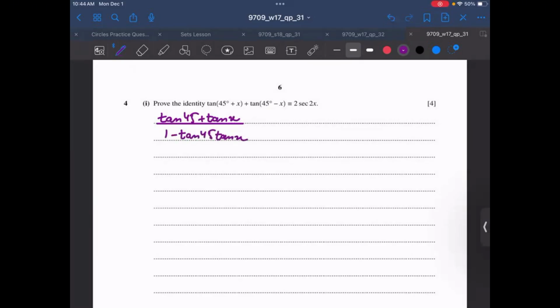And if it is tan(45 − x), the only difference will be that in the numerator we'll have a negative sign and in the denominator we'll have a positive sign. So this will become (tan 45 − tan x) divided by (1 + tan 45 tan x). Tan 45 is 1, so this will become (1 + tan x) in the numerator divided by (1 − tan x) in the denominator, plus (1 − tan x) divided by (1 + tan x).